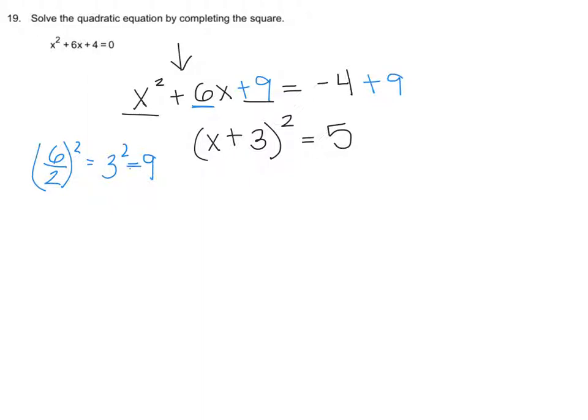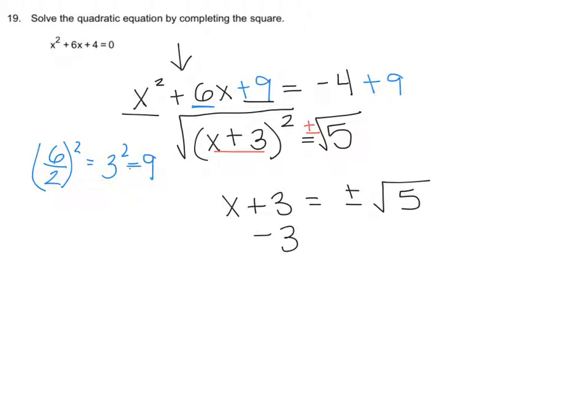Now I need to get rid of the exponent of 2 by taking the square root of both sides. And we'll put the plus minus sign in front of the square root bar when taking the square root of 5. The square root of x plus 3 squared is just the term within parentheses, which is x plus 3. And I'm going to set it equal to plus or minus the square root of 5.